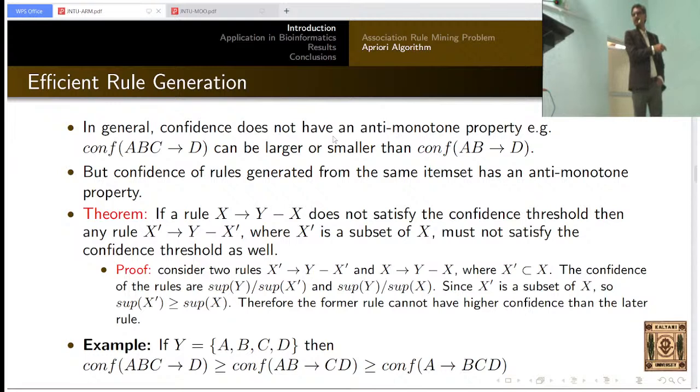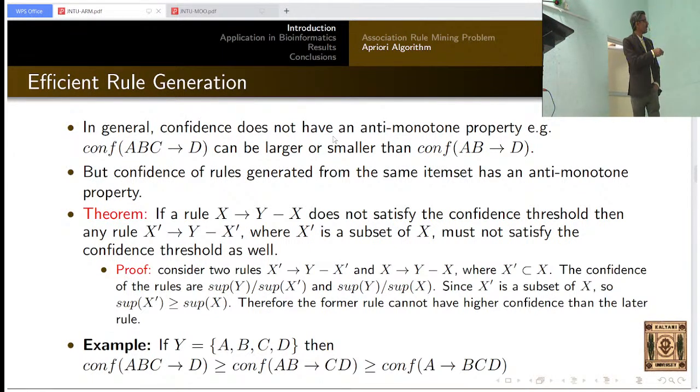Which one is greater or equal? Support of ABC is greater, or support of AB is greater? Support of AB is likely to be greater. So obviously, as the denominator is greater, the whole ratio will be smaller there. The numerator is the same, and the denominator is smaller here than that one, so the whole ratio, that is the confidence, will be larger here. So the confidence of ABC implies D will be larger than the confidence of AB implies CD, which will be larger than the confidence of A implies BCD. So this is the confidence rule.